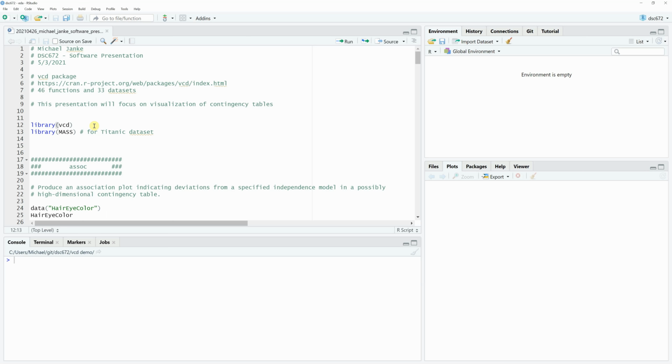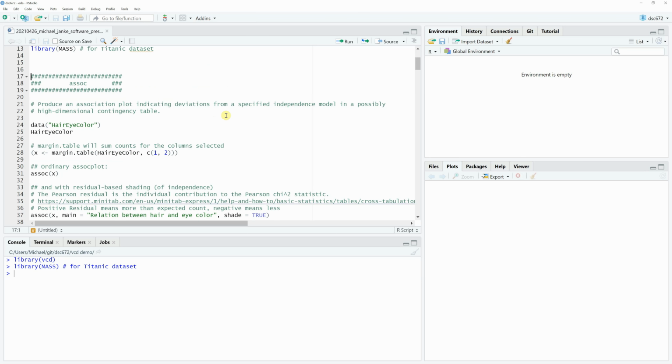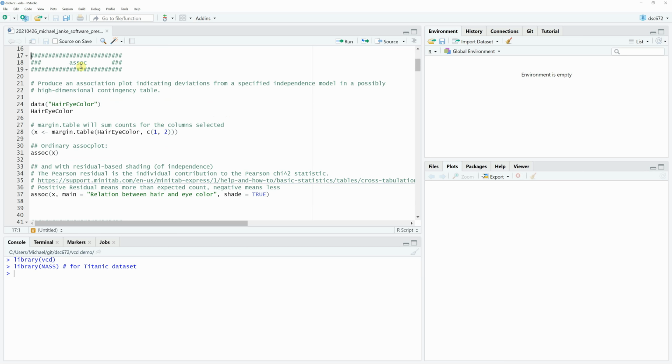So we'll load the VCD package. We'll also load MASS. The only reason we're loading MASS is that there are several examples that use the Titanic data set. So the first plot that we're going to look at is called the Assoc Plot, or association plot, and this compares a contingency table, two-way.